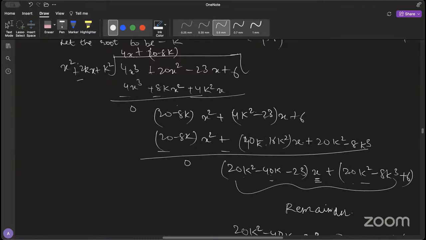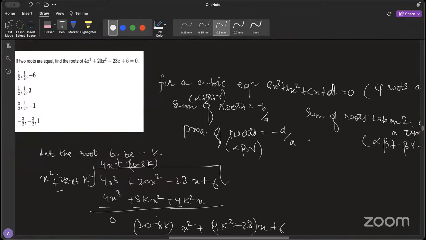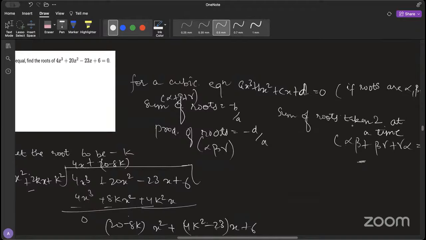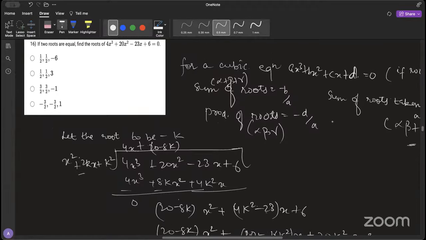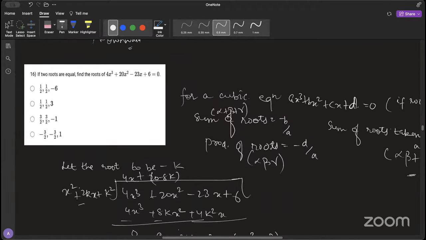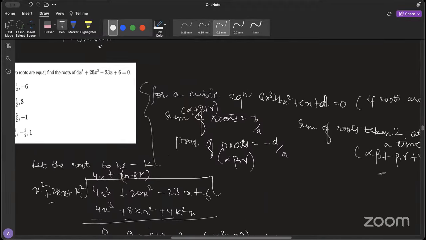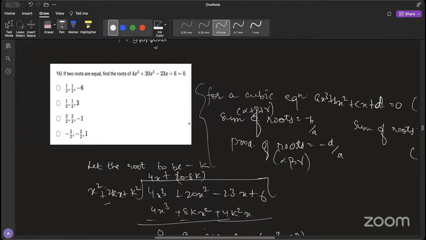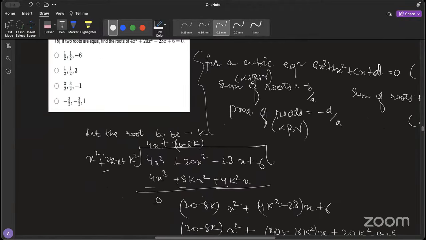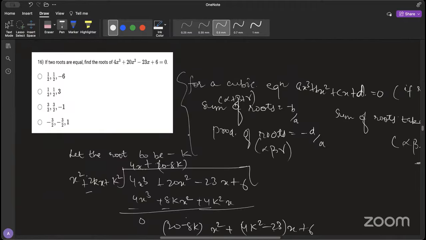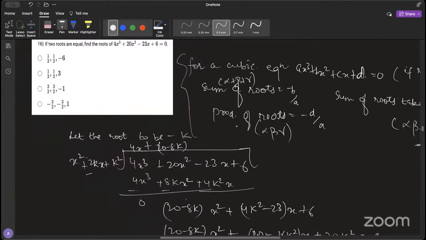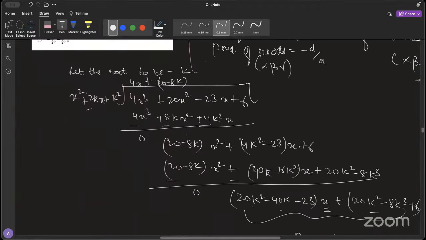I think we could have just used that alpha plus beta plus gamma is minus b by a. Yes, the first one, the sum of roots is minus b by a. As the expression is the same, 2 alpha plus gamma will be equal to minus 5 by the question. So minus 5 minus 1 is minus 6.